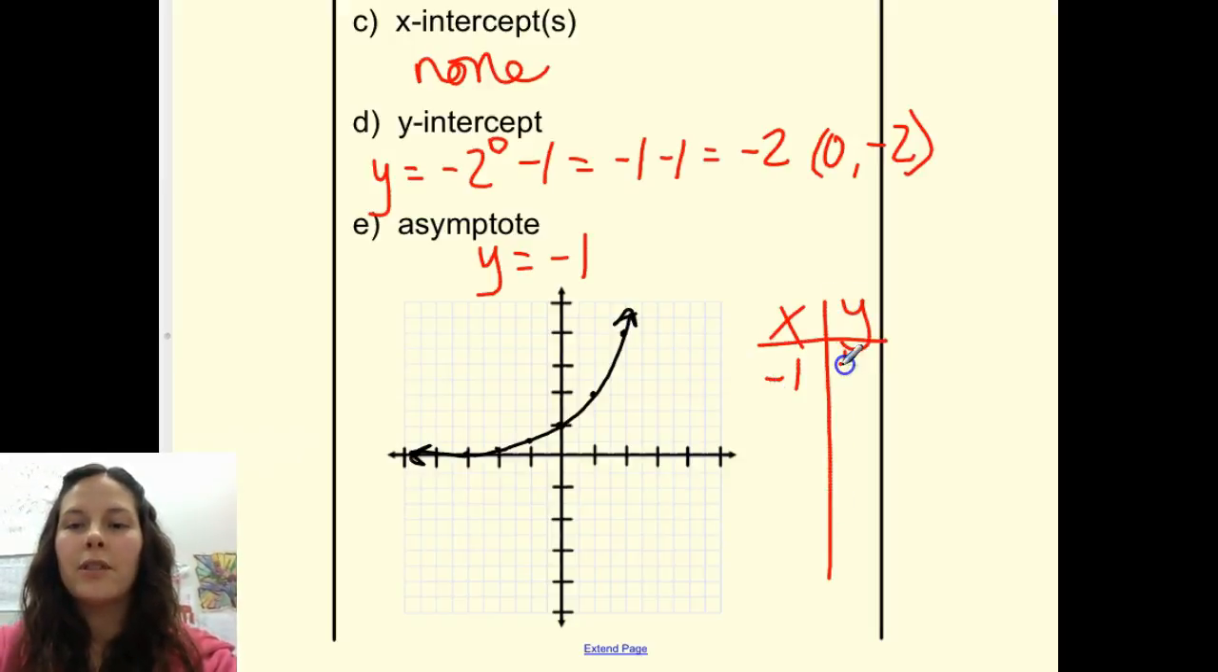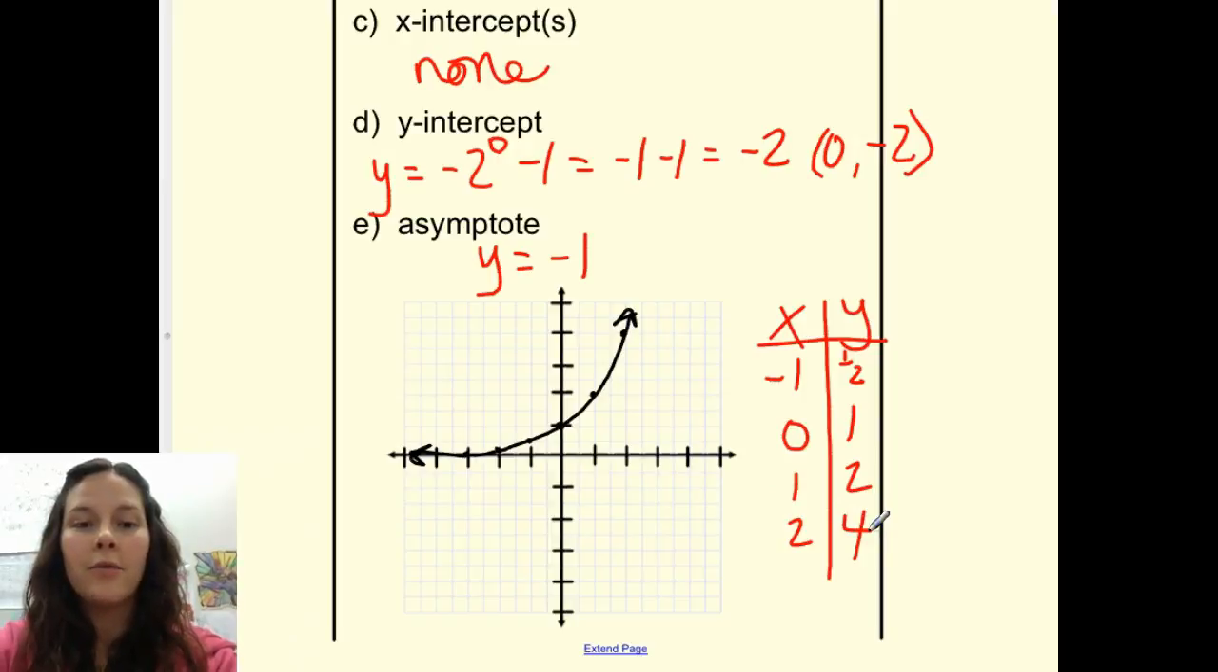2 to the negative first power is 1/2. 2 to the 0 power is 1. 2 to the first power is 2. And 2 squared is 4. Sketching our asymptote at -1.